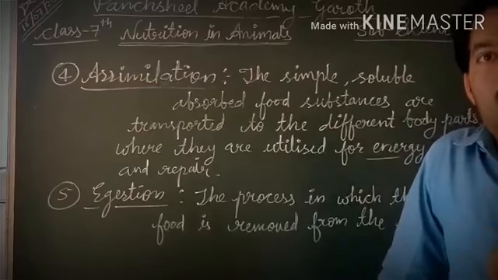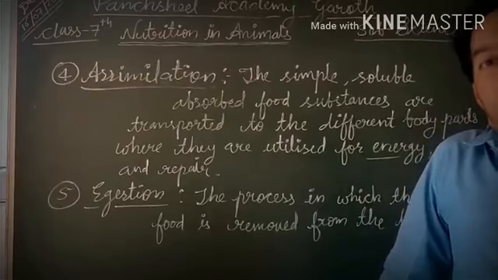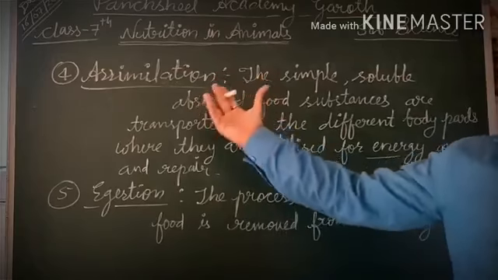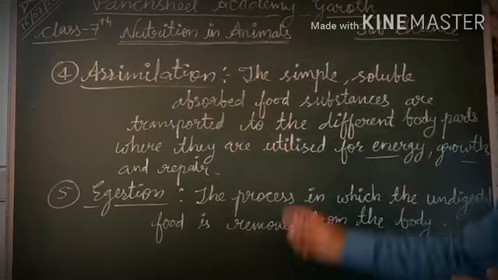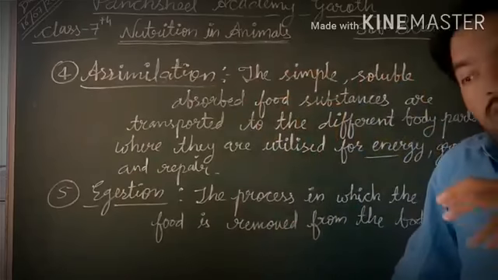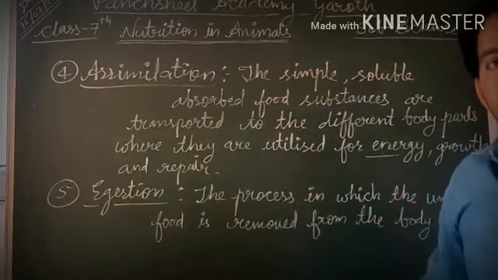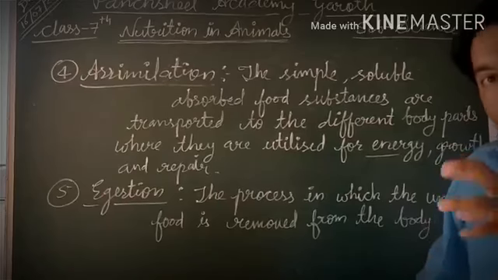We take food. After taking, there is digestion of food. So why is all this going on? Because after digestion comes the main process, assimilation, so that this digested, simple, soluble and absorbed food can be transported to all the other body parts in all living organisms, and after being transported it can be utilized.